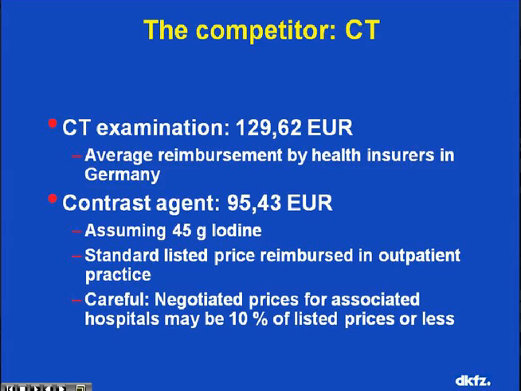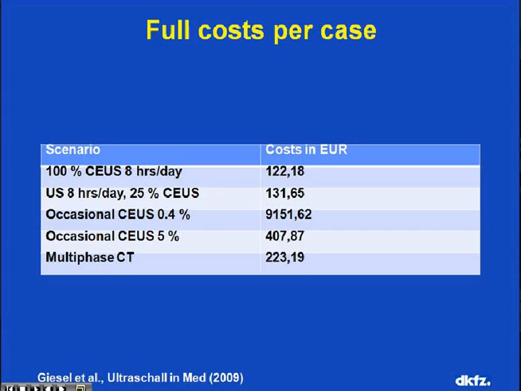This may be very, very different in hospitals, particularly if there are chains of hospitals of big companies. There you have negotiated prices, and they may be as low as 10% of the listed prices. So one dose of contrast agent costs just about 10 euros. This is reality in big hospitals. So what are the full costs per examination? I will spare you all the calculations which this group has done.